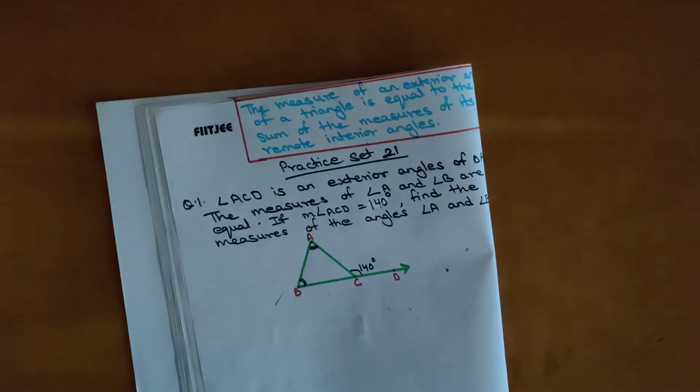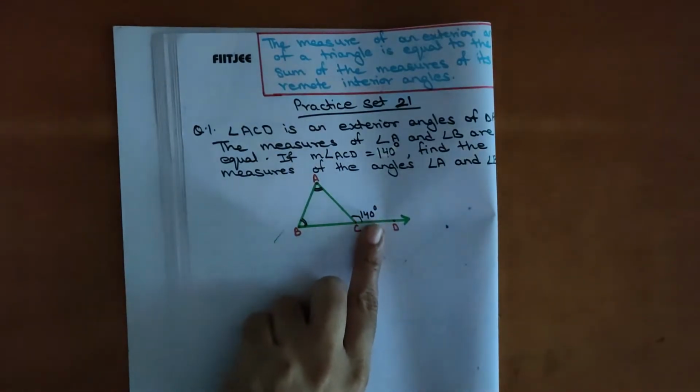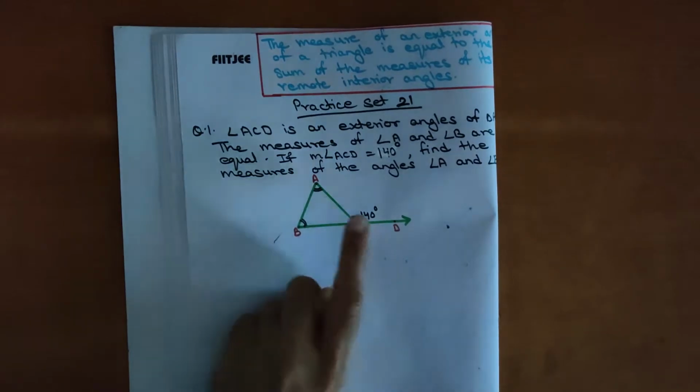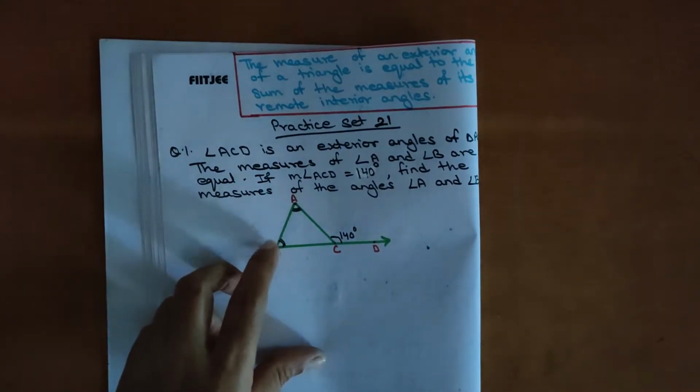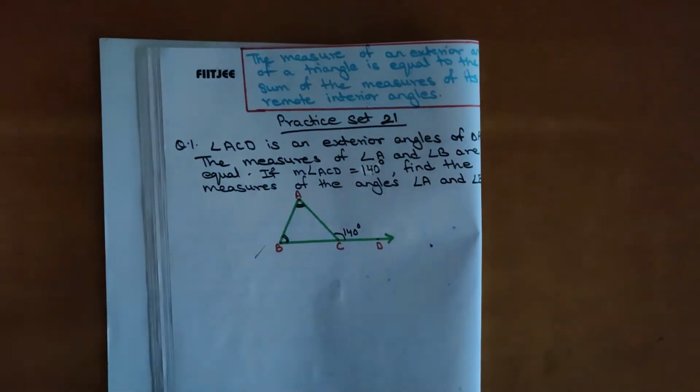We will solve now. See the diagram. This is the exterior angle. It is given 140 degrees, and angle A and angle B are given equal, and we have to find them. So we will solve that.